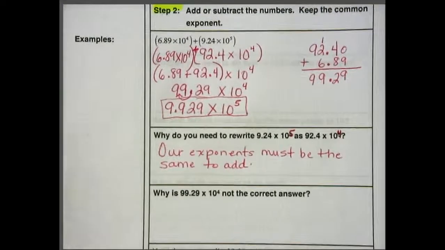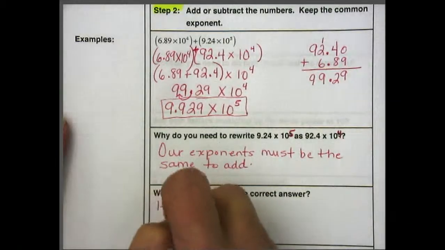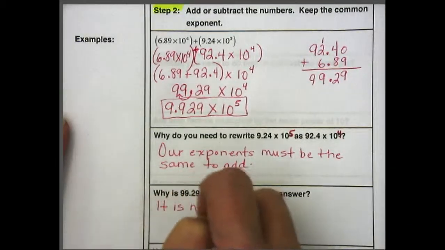Second question, why is 99.29 times 10 to the 4th not the correct answer? Well, we know that that is not written in scientific notation.